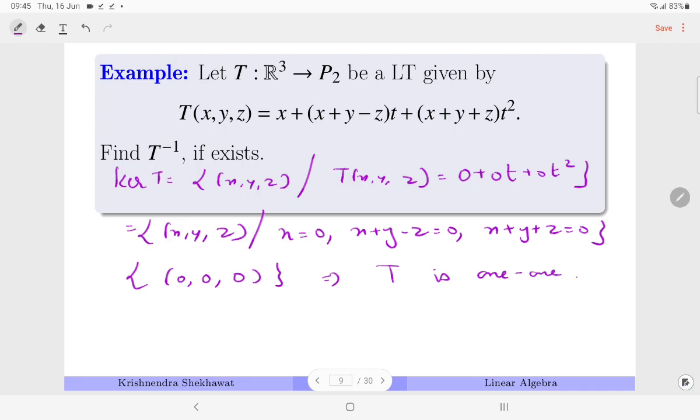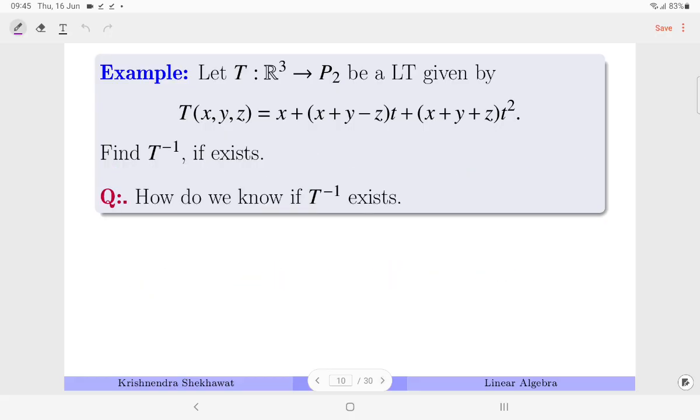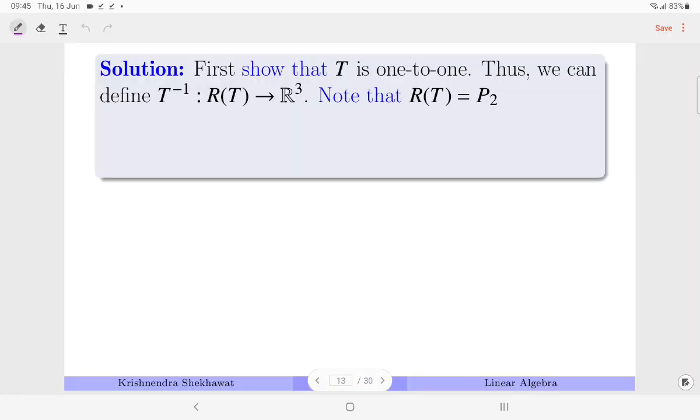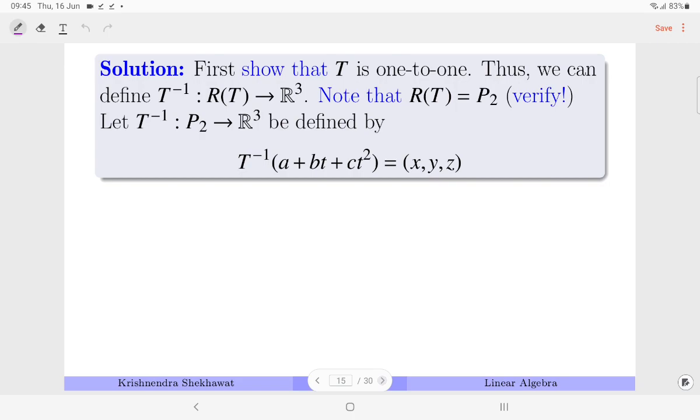Since T is 1-1, we can define T inverse from R of T to R cube. But it is also interesting to observe from the rank nullity theorem that the dimension of range T is 3 and the dimension of P2 is also 3, and therefore the given linear transformation is onto. In that case, we can define T inverse from P2 to R cube. So this is how it is defined.